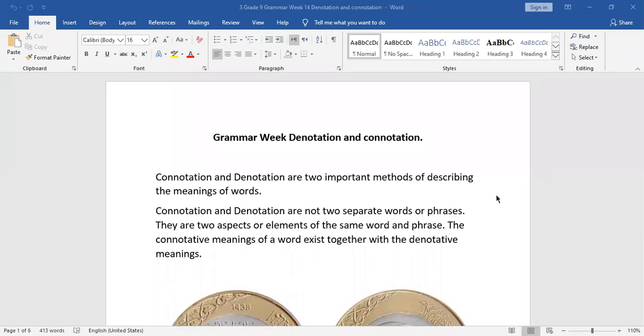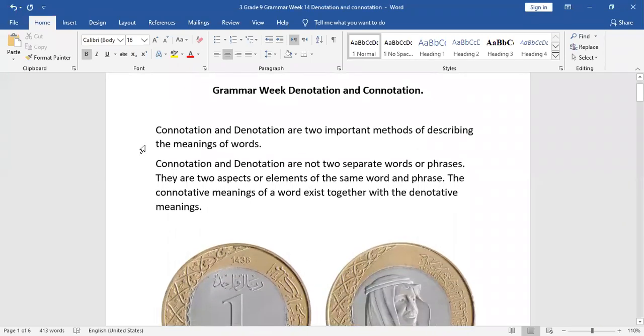Hi guys, it's time for another video, and today's video is about denotation and connotation, or connotation and denotation. So let's get right into it.